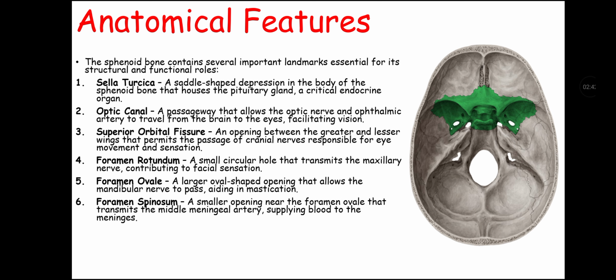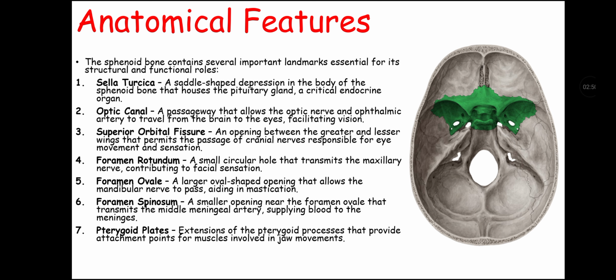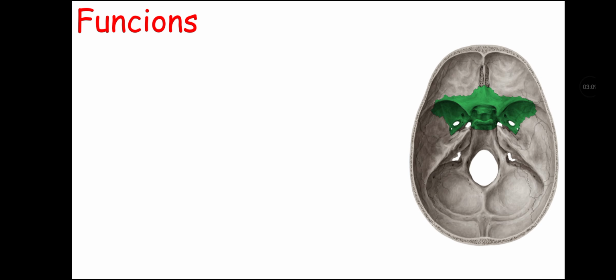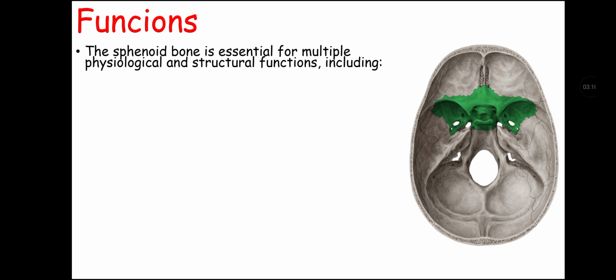The next anatomical feature is the foramen spinosum, a smaller opening near the foramen ovale that transmits the middle meningeal artery supplying blood to the meninges. The next anatomical feature includes the pterygoid plates, which are extensions of the pterygoid processes that provide attachment points for muscles involved in jaw movements. And these features contribute to the bone's diverse range of functions, particularly its role in neurological, visual, and muscular interaction.